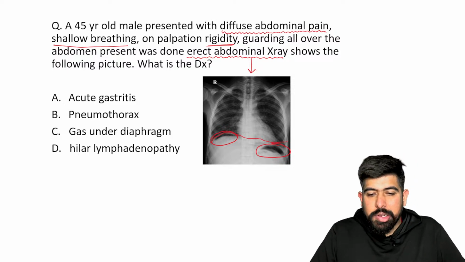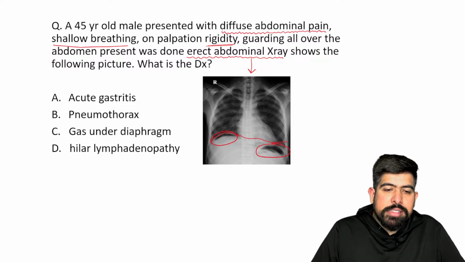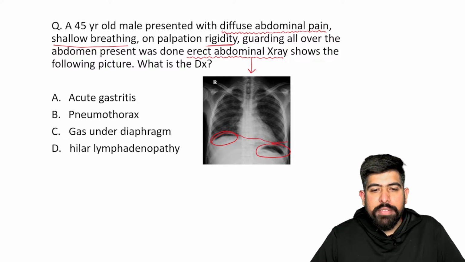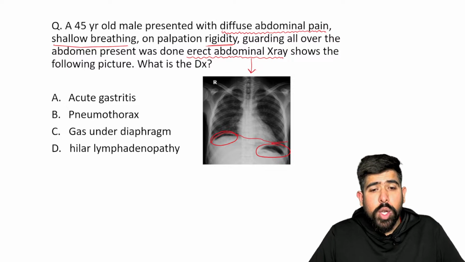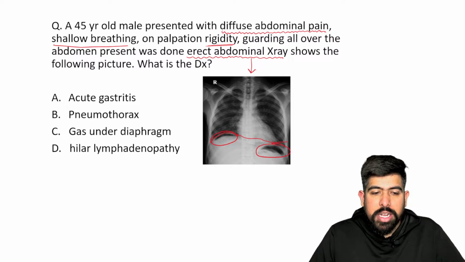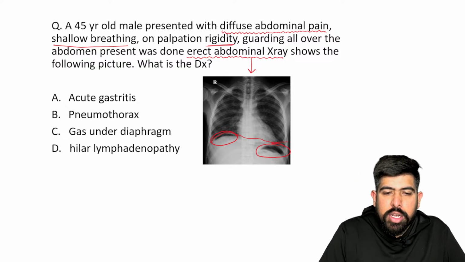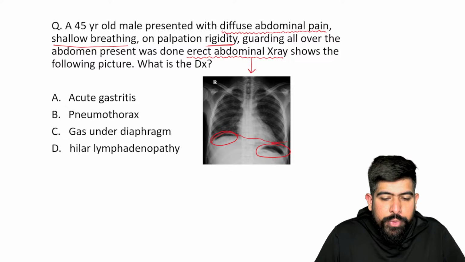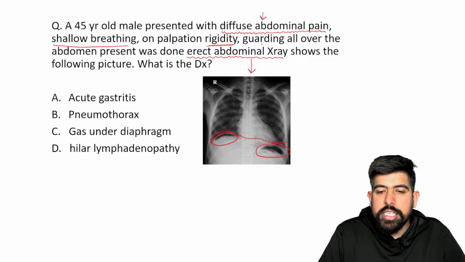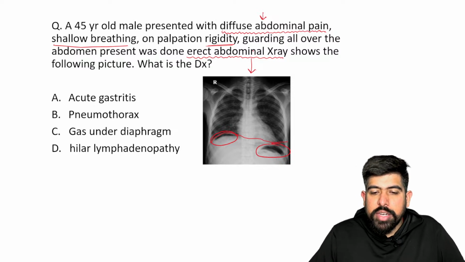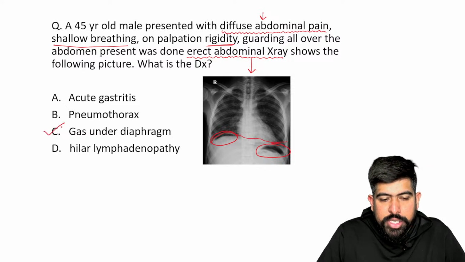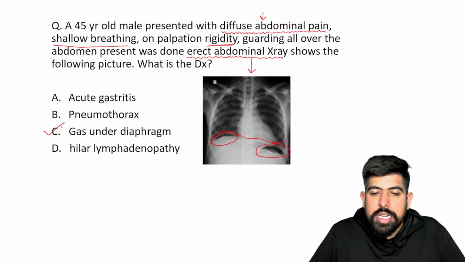Normally, air cannot come into the abdominal cavity, right? So what is happening there? It is clearly seen that there is gas under the diaphragm, and the option also suggests diffuse abdominal pain, right? So when the question keywords give you diffuse abdominal pain, there will be gas under the diaphragm. So what is the answer? Yes, the answer of this MCQ is gas under the diaphragm, right?